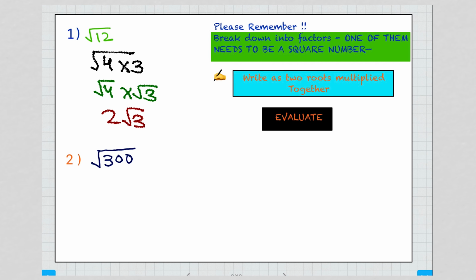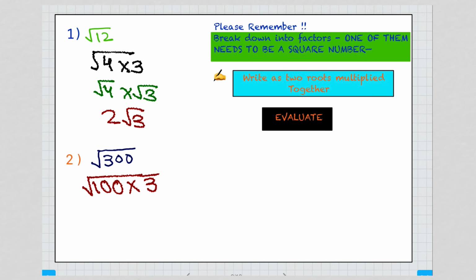Now the next question is one of my students is going to do and show how you need to do it. So root 300. Meher, tell me what's the first thing you would do? You need to break down into factors, and one of them needs to be a square number. So 300, what two numbers can you think of? 30 and 10. But 30 and 10 doesn't come out. Why don't you do 100 and 3? Yeah, just write that down, please. 100 times 3.